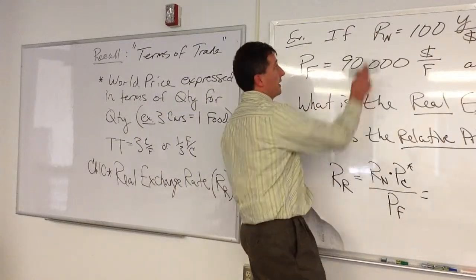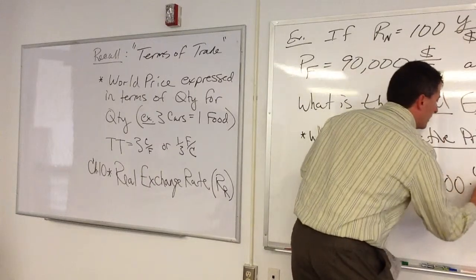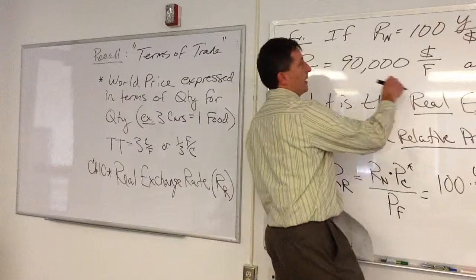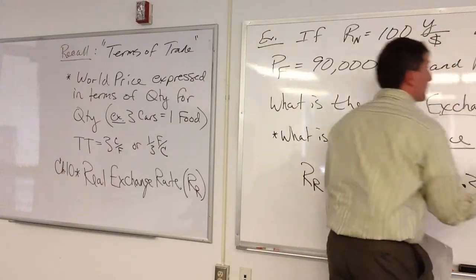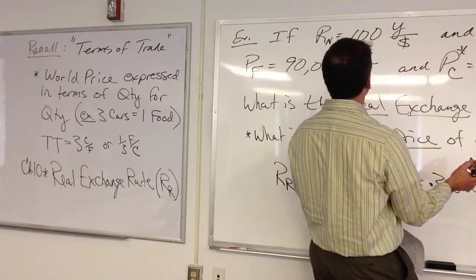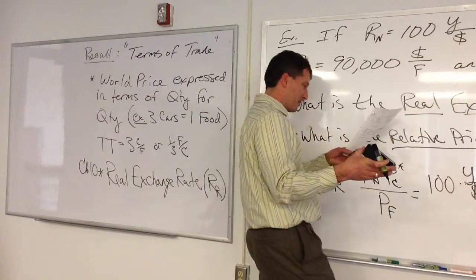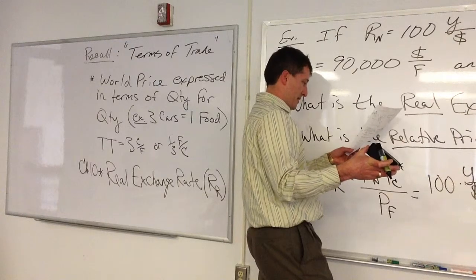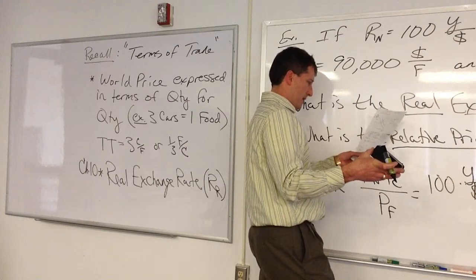So I take my 100 yen per dollar, multiply it times my $3 million, whoops, I screwed that up again, didn't I? I was right the first time. It's all right, I should just follow my notes a little bit better here. All right, there we go.